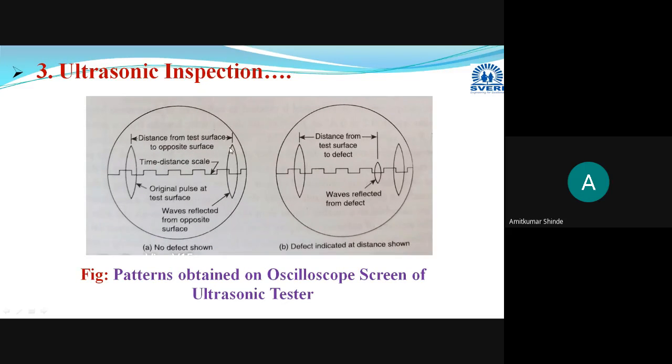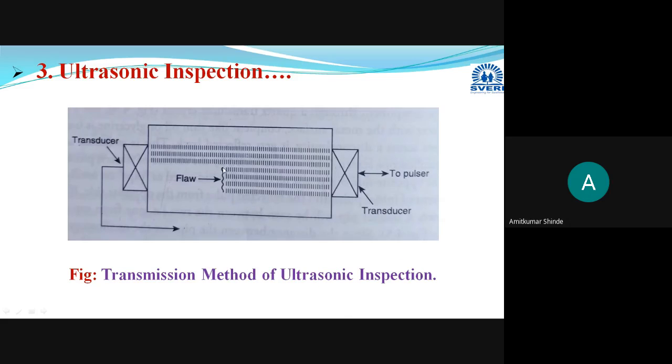These kinds of patterns will be there. Patterns or pips will be obtained on the CRO screen. Normal sized or large sized pips will be obtained. And whenever any kind of flaw is there, at that time a different kind of pattern will be obtained.